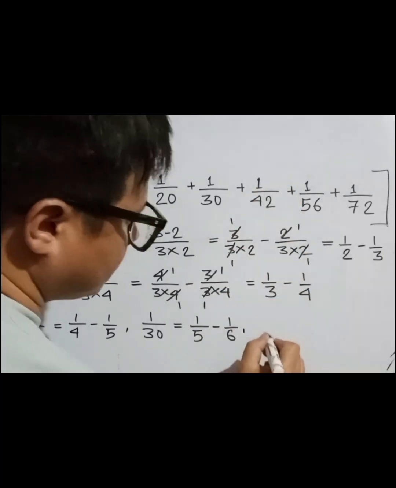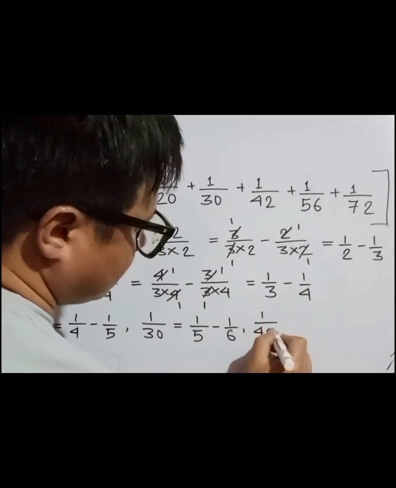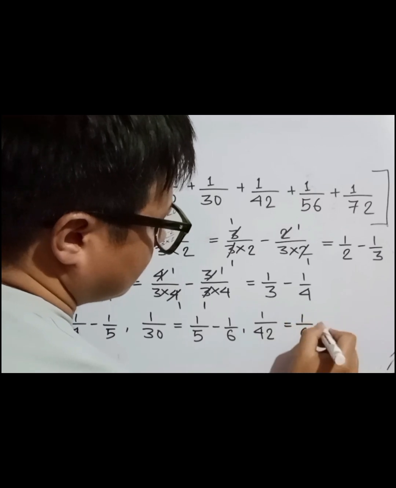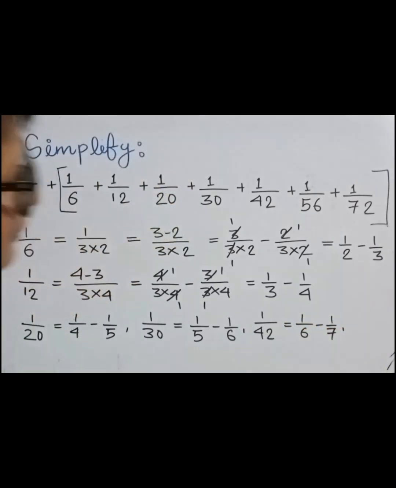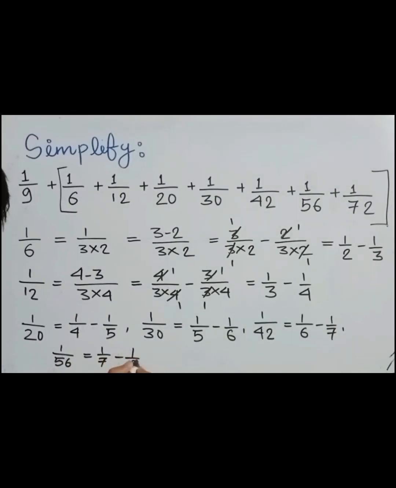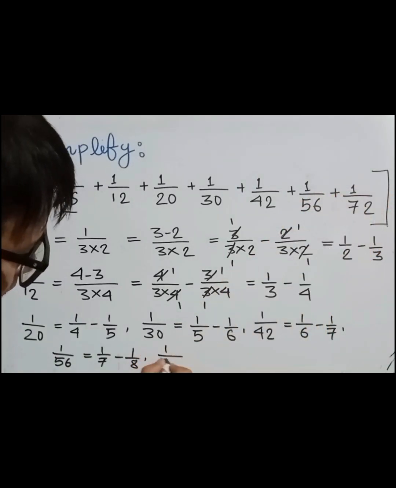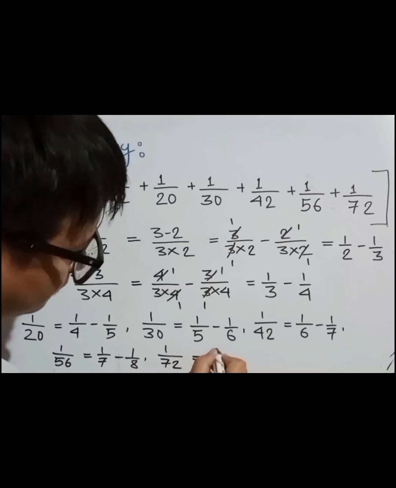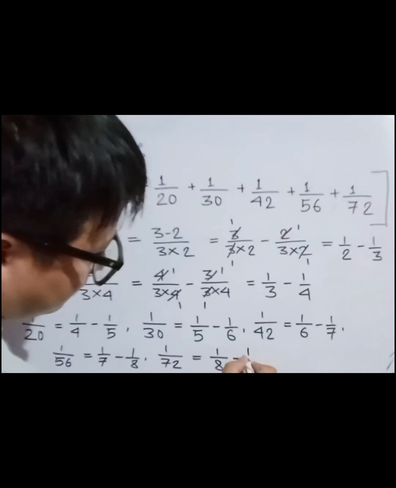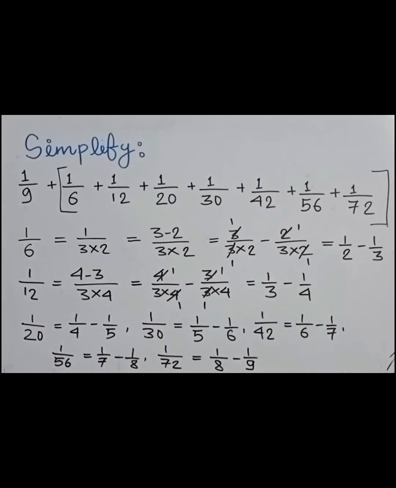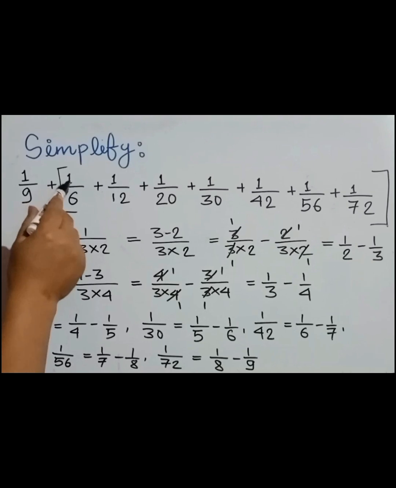1 upon 42 as 1 upon 6 minus 1 upon 7. 1 upon 56 as 1 upon 7 minus 1 upon 8, and the last term within the bracket, 1 upon 72 as 1 upon 8 minus 1 upon 9. Now we have simplified each term within the bracket into simplest form. Now we are going to substitute these values.